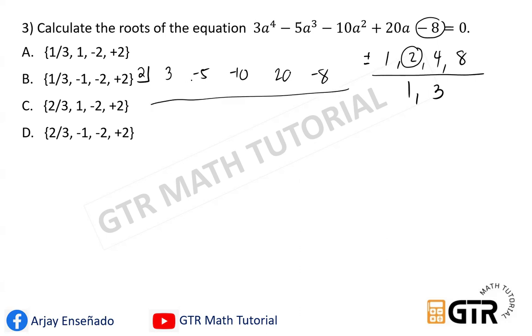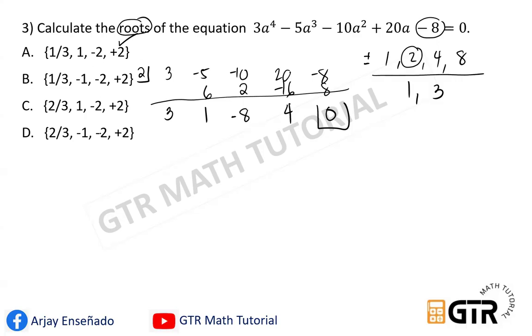Bring down 3. Multiply 3 times 2, we have 6. Add -5 plus 6, we have +1. Multiply 1 times 2, we have 2. Add -10 plus 2, we have -8. Multiply -8 times 2, we have -16. Add, we have +4. Multiply again 4 times 2, we have +8. And then add, the remainder is 0. Therefore, 2 is a factor, a root or a solution.